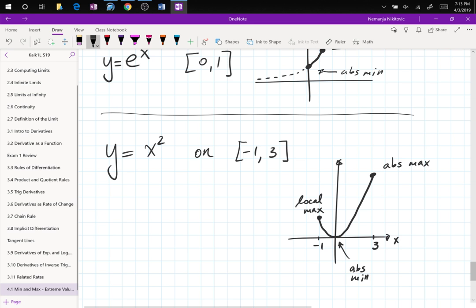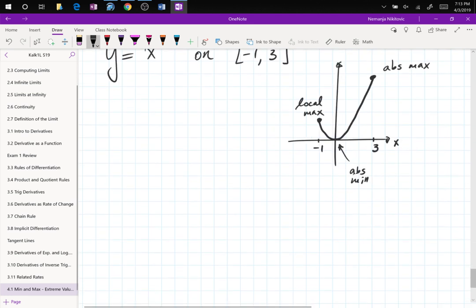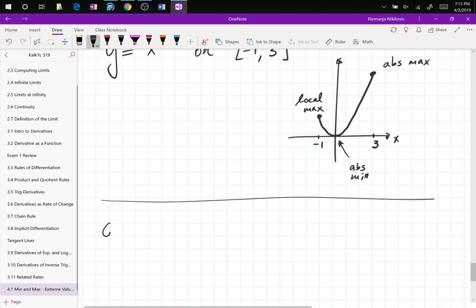Good. So problem 63 says figure out the absolute min and absolute max. f of x equals secant x on negative pi over 4 to positive pi over 4.